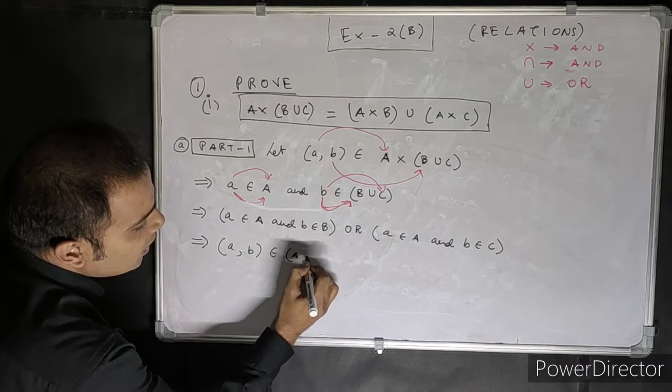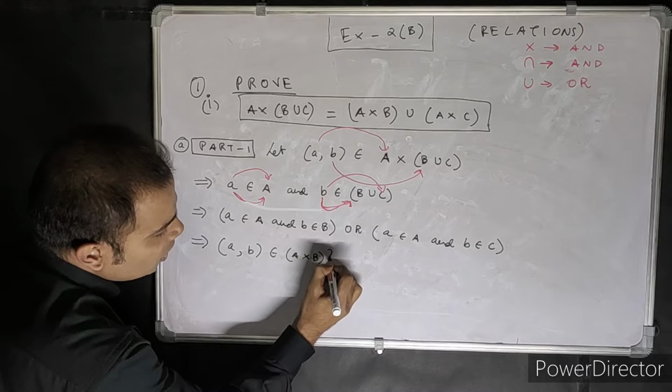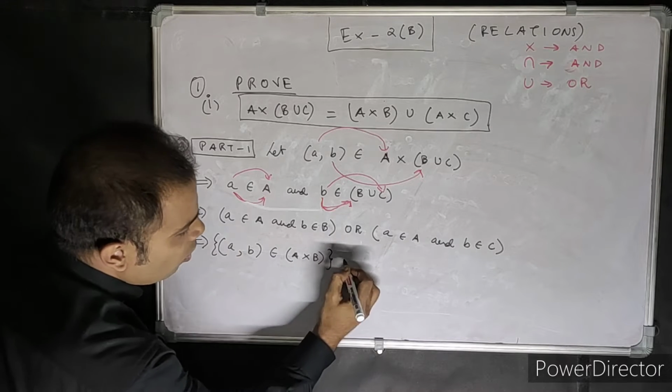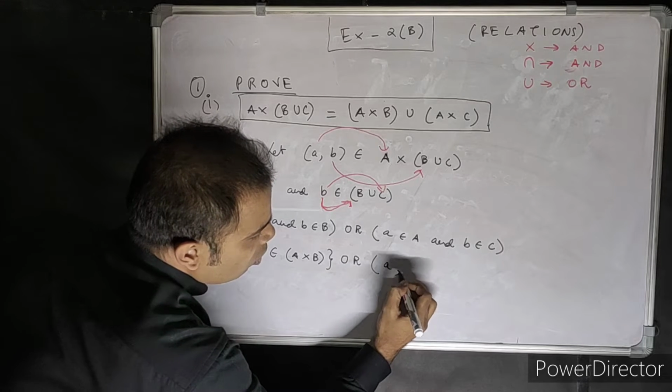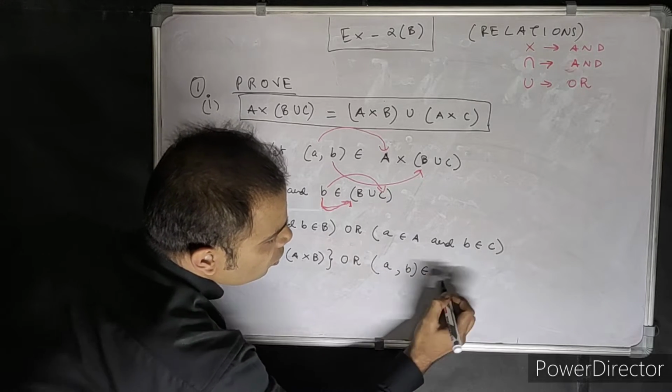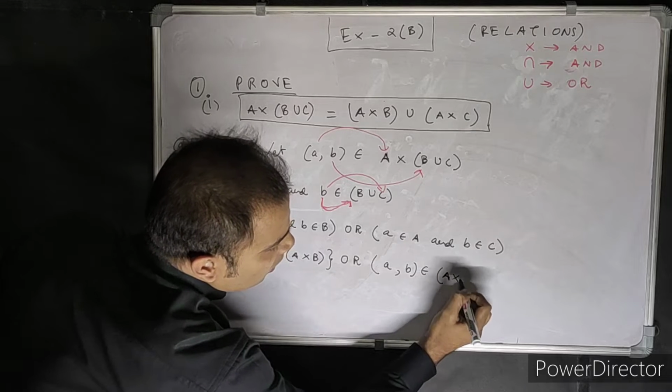Then from here it implies that (a, b) belongs to the relation A cross B, put it in curly brackets, or (a, b) belongs to A cross C.